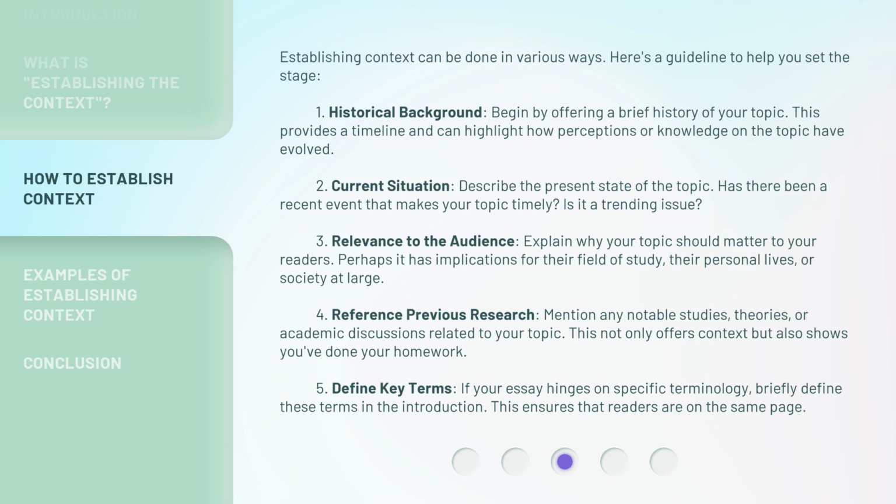4. Reference previous research. Mention any notable studies, theories, or academic discussions related to your topic. This not only offers context but also shows you've done your homework. 5. Define key terms. If your essay hinges on specific terminology, briefly define these terms in the introduction. This ensures that readers are on the same page.